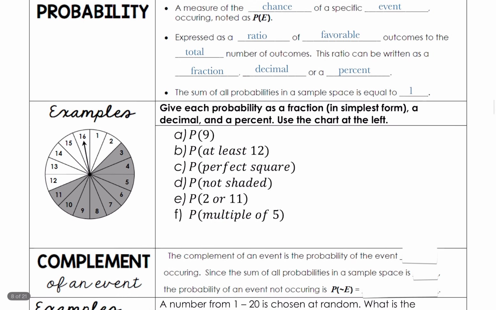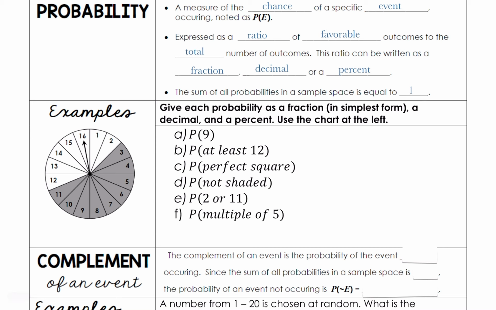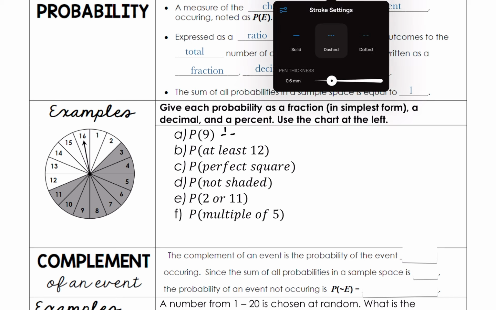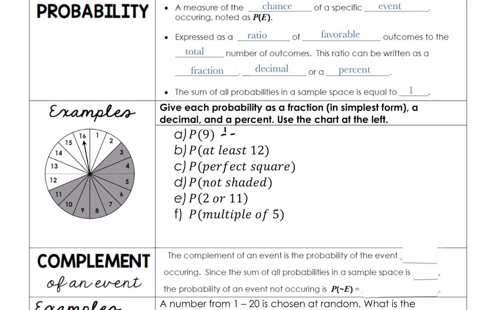Looking at some examples here, it says give each probability as a fraction in the simplest form, a decimal, and a percent. What is the probability of this spinner landing on 9? Well, looking at this spinner, how many of these slices have the number 9 on it? Well, one of them has the number 9 on it. That's my favorable outcome, or my outcome I desire. Got 1 out of 16 different outcomes. Let me fix my pen here real quick. There we go. So I've got 1 out of 16 outcomes. That would be my fraction.